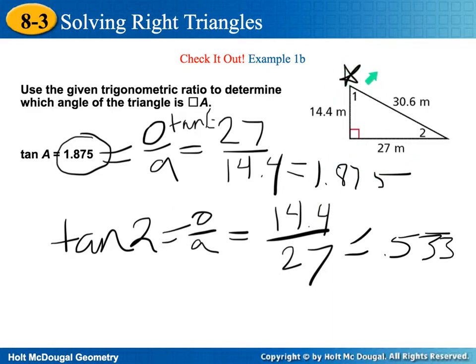A is right here. So again, 9 times out of 10, when you have a tangent, it's either going to be a whole number or a number bigger than 1 or a number smaller than 1. If the number is bigger than 1, then the opposite is the larger number.